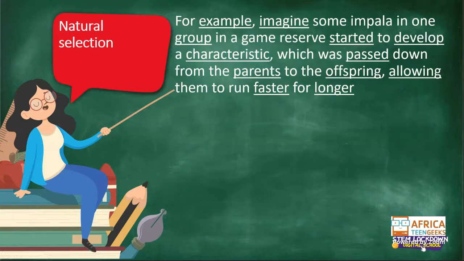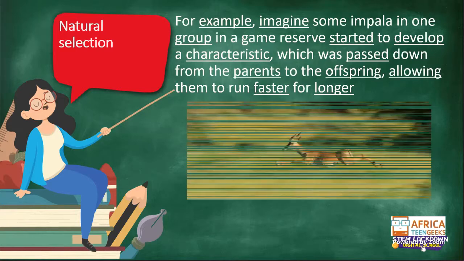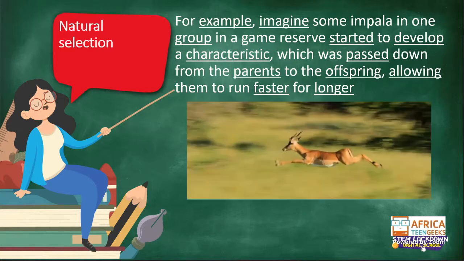Imagine some impala in one group in a game reserve started to develop a characteristic which was passed down from the parents to the offspring, allowing them to run faster for longer. Okay, and there's an example of an impala, and there's me cheering it on. Run, impala, run. Now you can see from this photo, if we were to look for fast impalas, this would be one. He is moving at quite a speed.